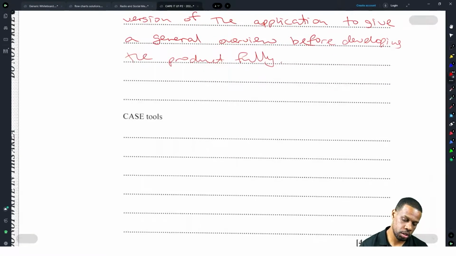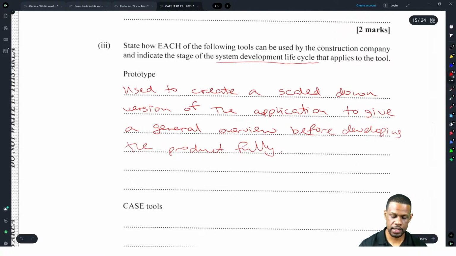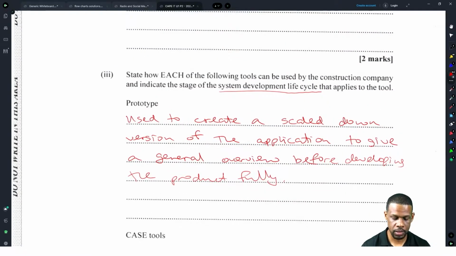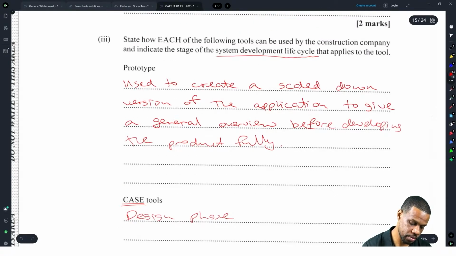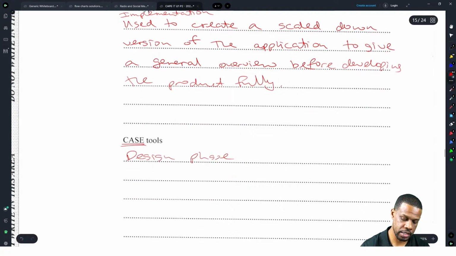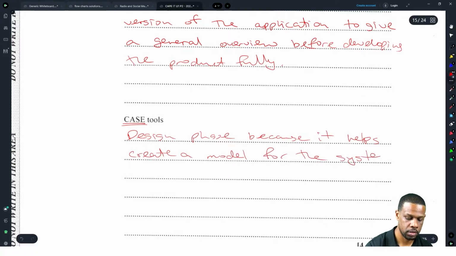A case tool is this one kind of weird, right? Indicate the stage of the system development lifecycle. Case tools could be used at different levels, at the top or at the bottom. So I think this should be able to accept many different answers for case tools. But case tools are computer aided system design, so most of them are used in the design phase. So prototype will be at the implementation phase, case will be at the design phase, because it helps create a model of the system that will be created.